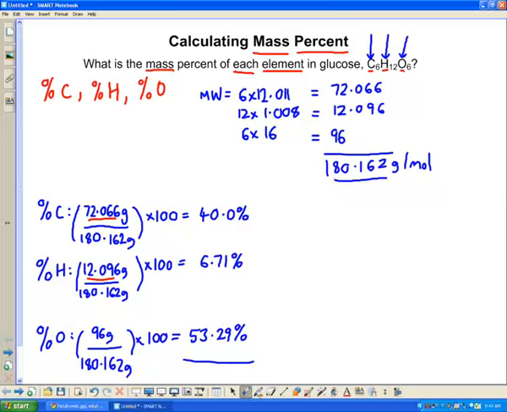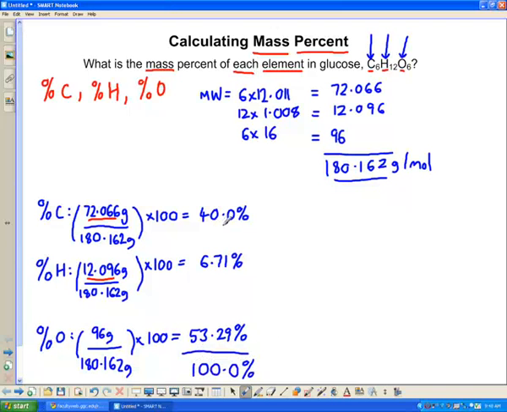We add all these up, and what we get, as should not be a surprise, is 100.0%. All right, so that is exactly how you calculate mass percent of something.